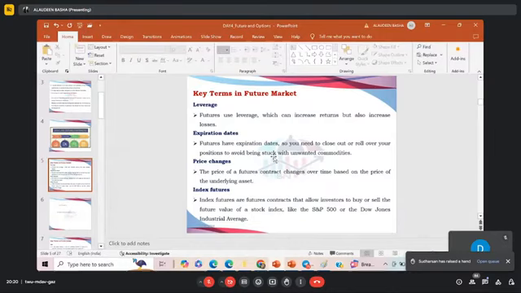But at the same time, you can learn something from the futures market, just by going through it. What happens in the futures market?